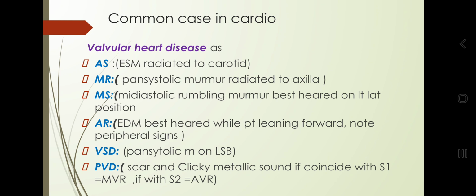Mitral regurg: pansystolic murmur, radiates to the axilla. Concentrate and listen. Mitral stenosis, this is a difficult murmur: mid-diastolic rumbling murmur, best heard in the left lateral position. Concentrate and listen.